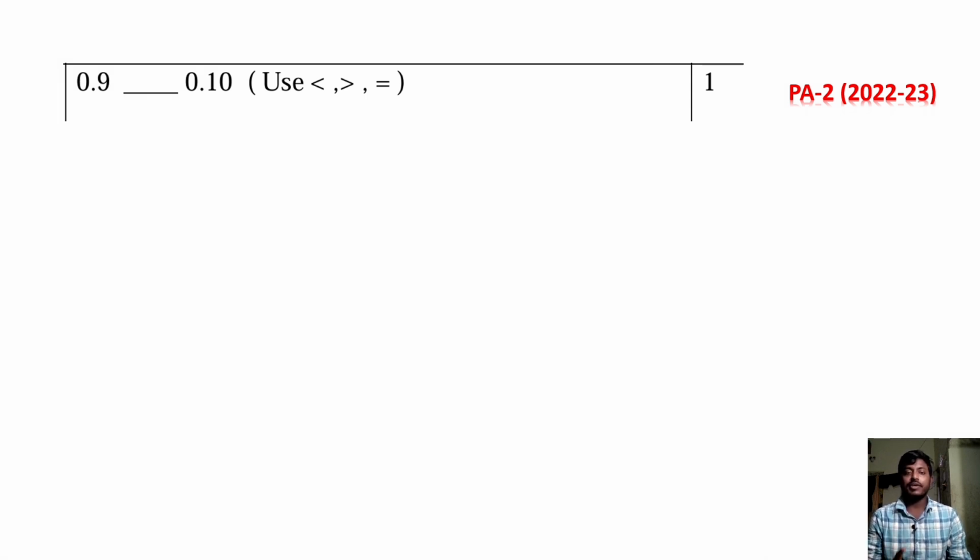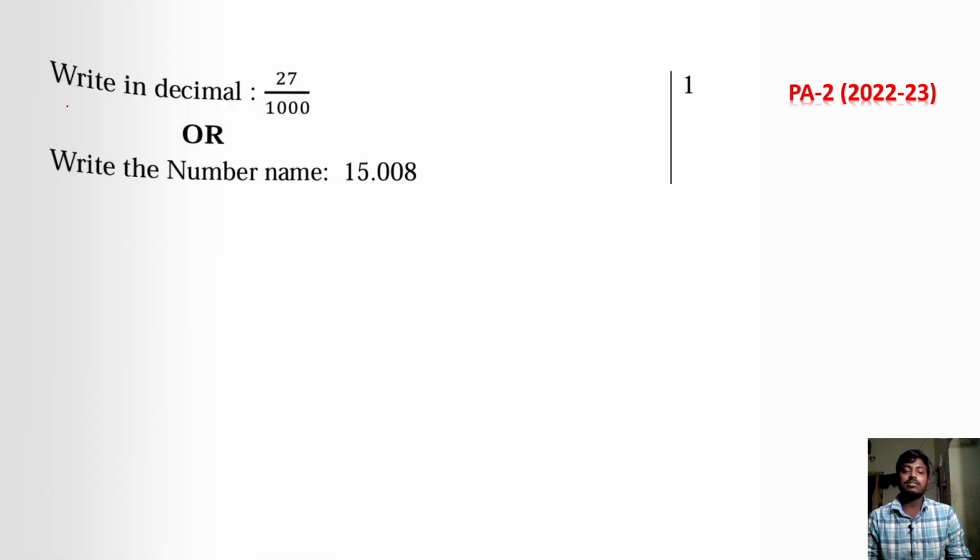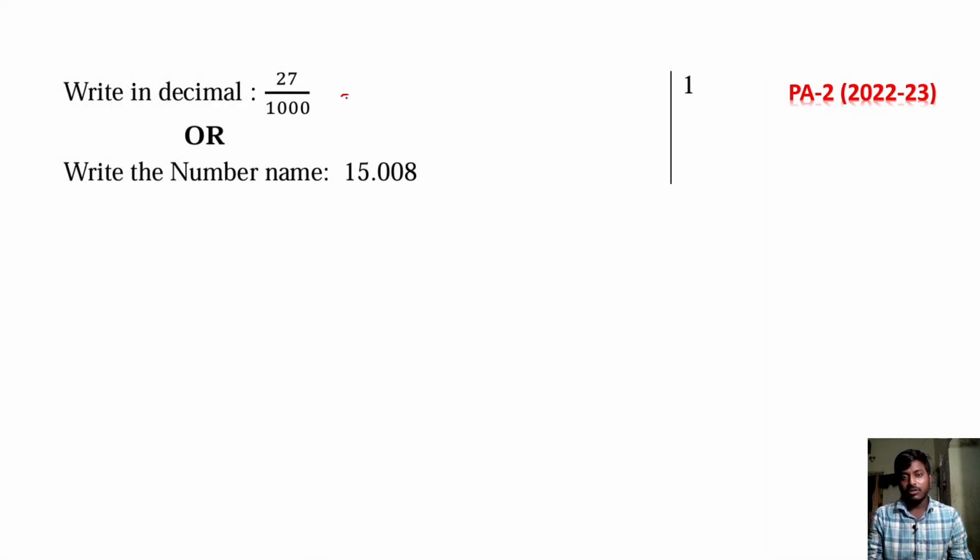0.9, then use less than, greater than, or equal to, 0.10. Okay. Now first we check the whole part, that is 0, and here is 0. Now the decimal part is 9, here is 1. So which one is greater? The first one, so greater than. Next, write the decimal, simply write down how many 0? 1, 2, 3 means first we write the number, then after 3 digits we put the decimal. Here are already 2 digits, so we put the 0, then it becomes 3 digits. Now we put the decimal. Understand?